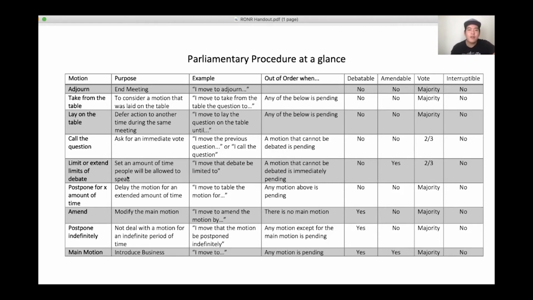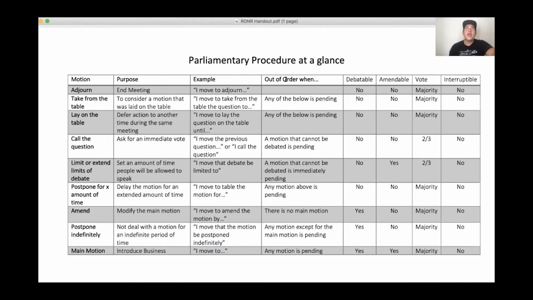The second thing that I'll note about the chart is it gives both the purpose of the motion as well as how to do it. So if you're ever wondering, how do I fail something? How do I postpone something indefinitely? There's pretty much a script for you here to say, I move that the motion be postponed indefinitely, or I move for the motion to be tabled indefinitely. There's pretty much a way for you to look at this chart and get a sense of how exactly do I say something to make something happen.